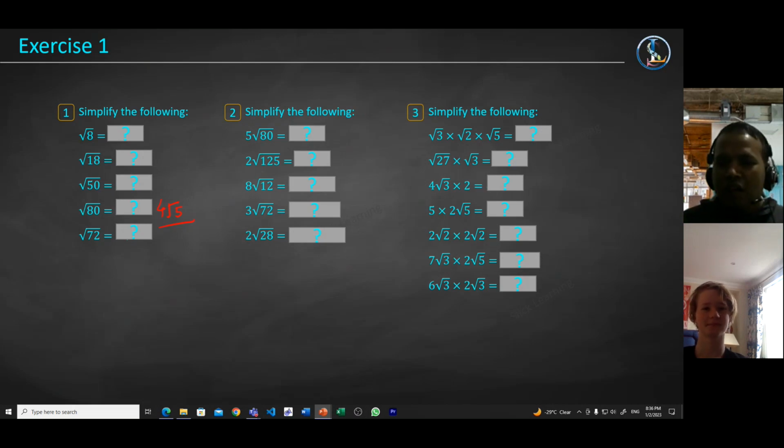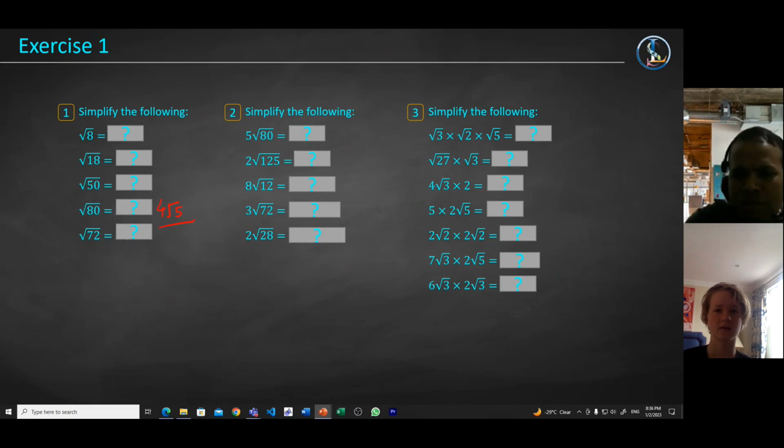Okay, let's do it like that. All are similar questions, so let's do the last one. Three numbers first. Would you just times them, square root 3, square root 2, square root 5?